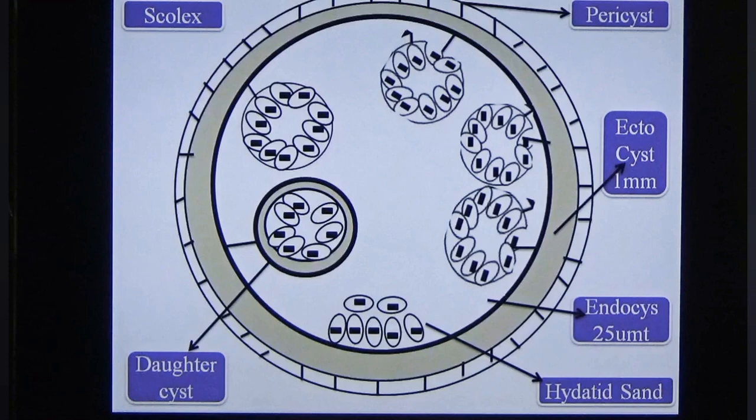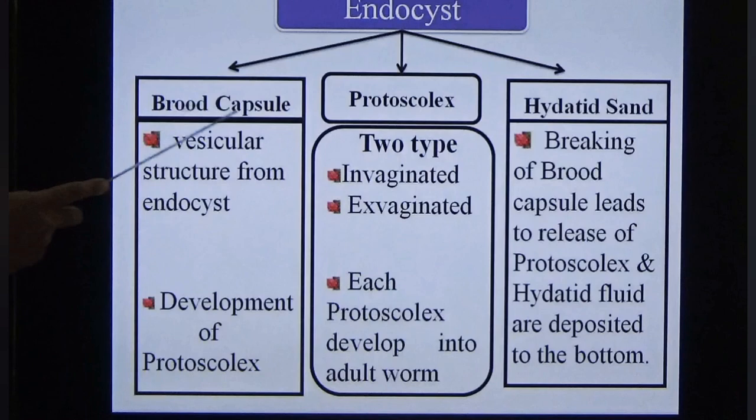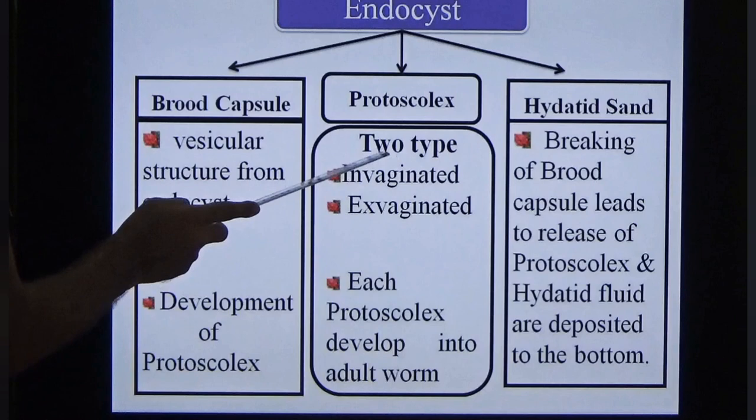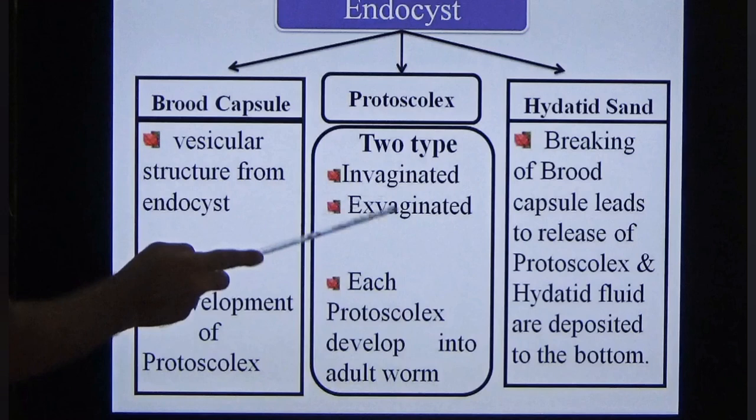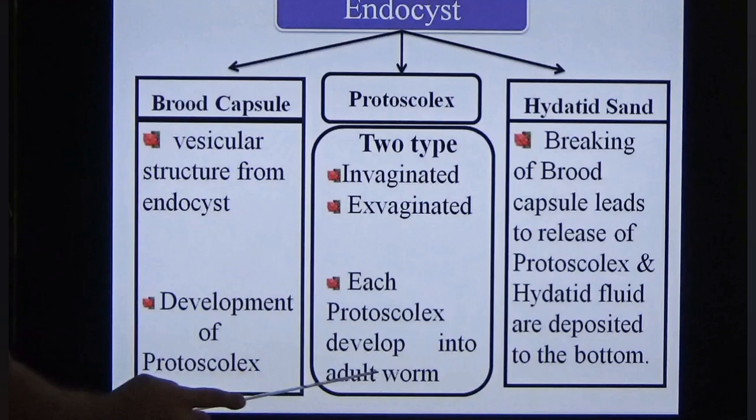As we discussed, the endocyst has three structures: brood capsule, protoscolex, and hydatid sac. The brood capsule is a vesicular structure from the endocyst, as we see in the picture. The protoscolex develops from the brood capsule. Scolex means head, so the development of the head is from the brood capsule. It has two types: invaginated and evaginated. Each protoscolex develops into an adult worm.